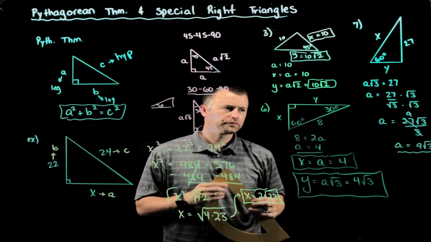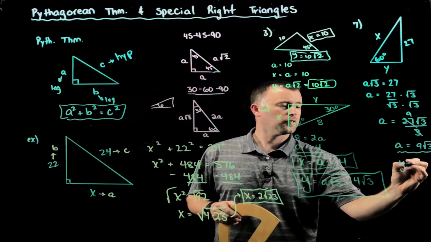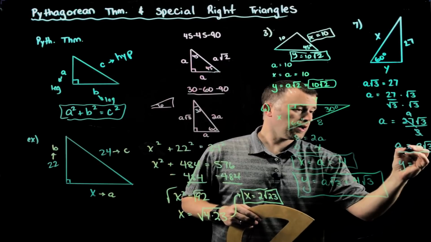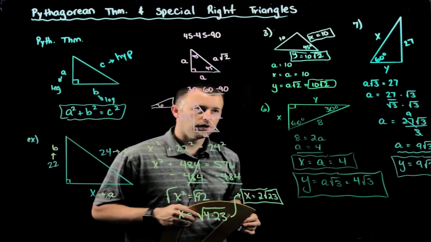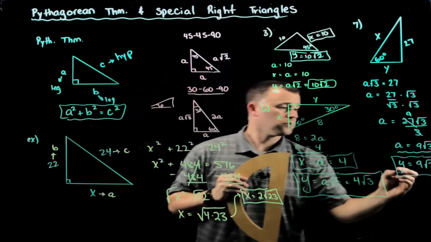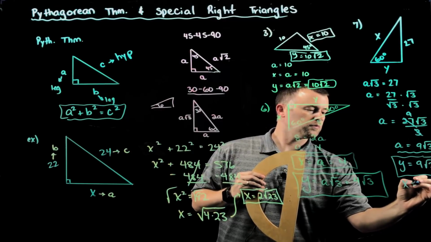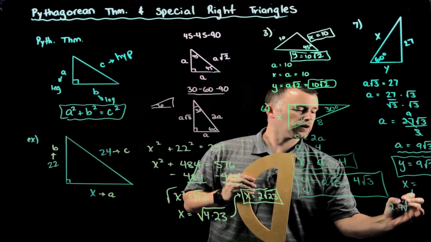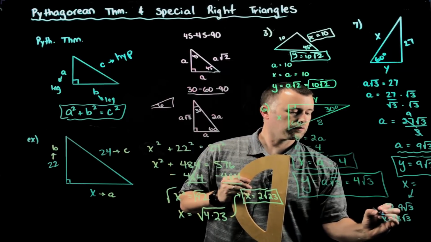Once I get to that point, then I'm able to find y and x. Remember, y is my short leg, and my short leg is equal to a. So y is equal to a, which is 9 radical 3. So that's my y value. Remember your x value is the hypotenuse, so in this case it's always going to equal 2a. So my x value is 2 times a, and I'll put it down here because I'm running out of room. So this is 2 times 9 radical 3, which equals 18 radical 3. So there's your x value.